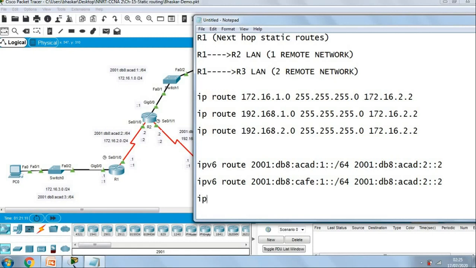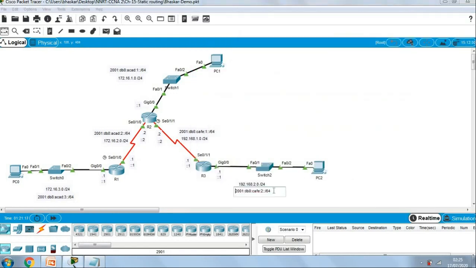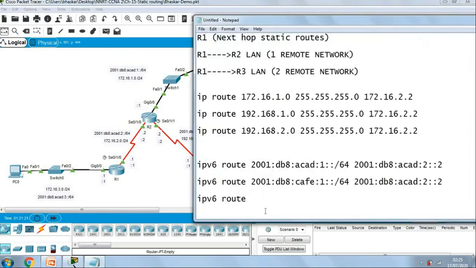The last one is IPv6 route. IPv6 route, right? This is the network. I'm just copy this one. You can paste here. Okay, two network and the gateway is same. So like that, you have to configure the IPv4 as well as IPv6 static route.